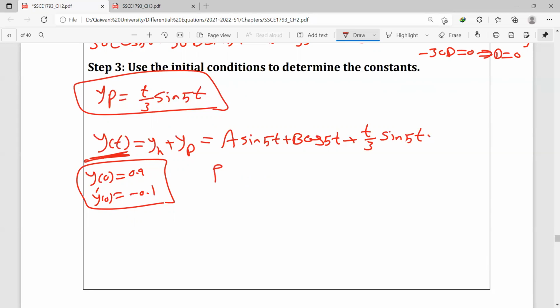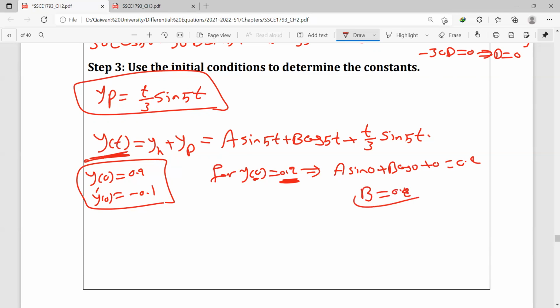That means for y of 0 to be 0.2, we replace y by 0.2 and t by 0. Here we get a sine 0 plus b cosine 0 plus 0 equals 0.2. Sine 0 is 0, cosine 0 is 1, so we just get b equals 0.2. That's b.